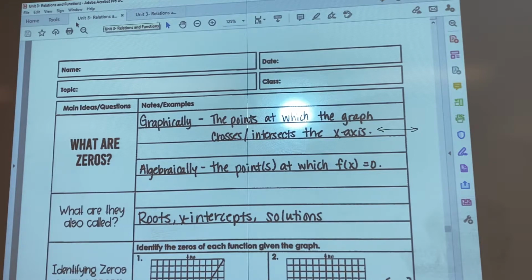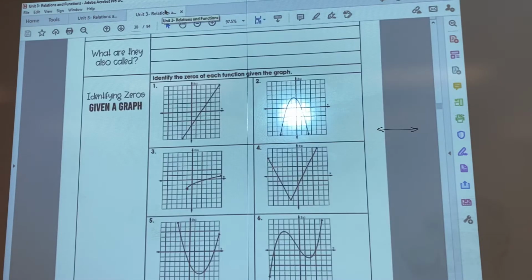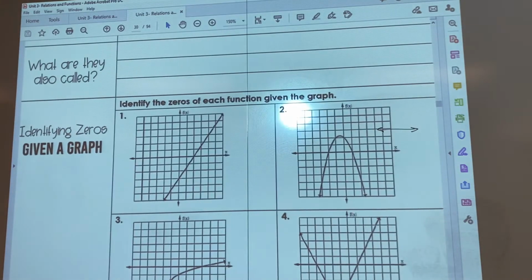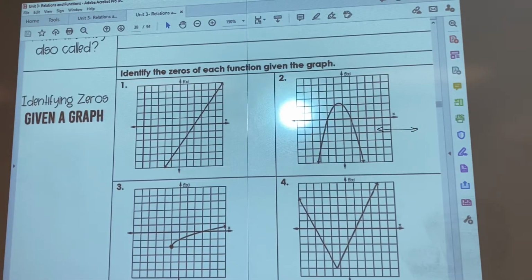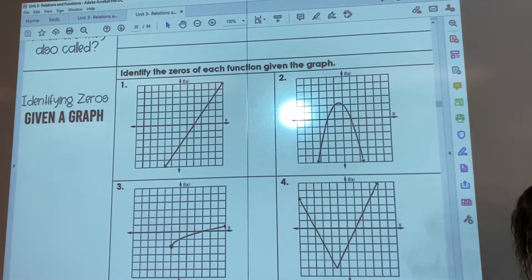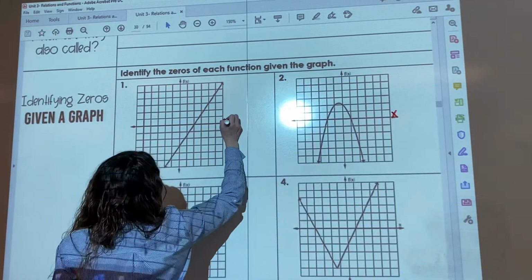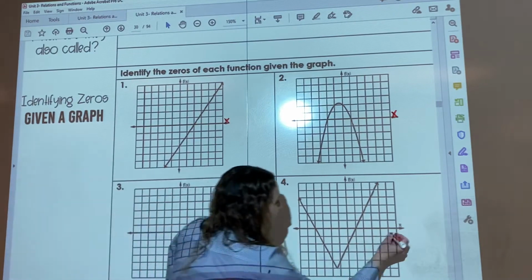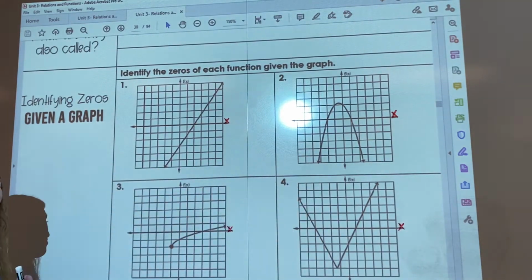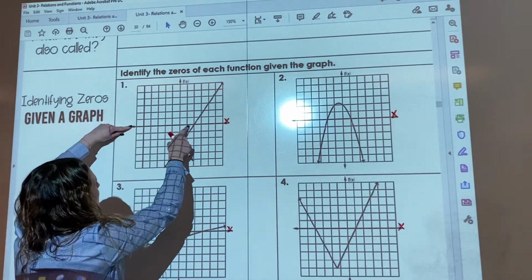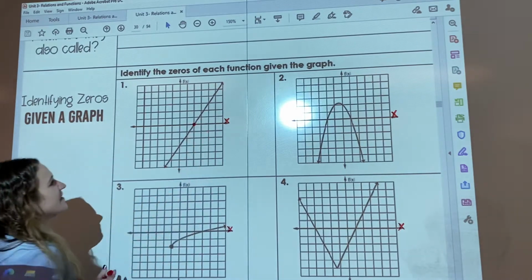But let's try to identify these given a graph. So again, our major thing here is we're going to want to look for that x-axis, wherever that line crosses the x-axis. I just wanted to blow it up a little bit so we can see better. So just to make sure you realize which axis, this is our x-axis. So this is where we're going to be looking, where the lines cross. So all right, here's our x-axis. I'm just going to go along. Right there is where it crosses.